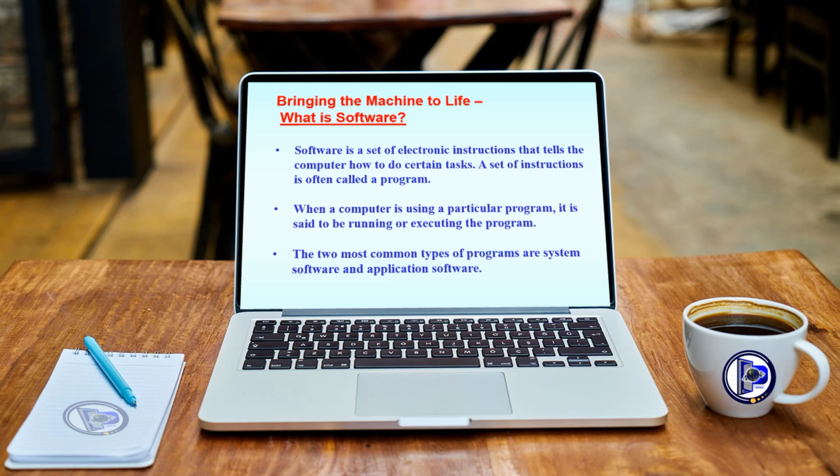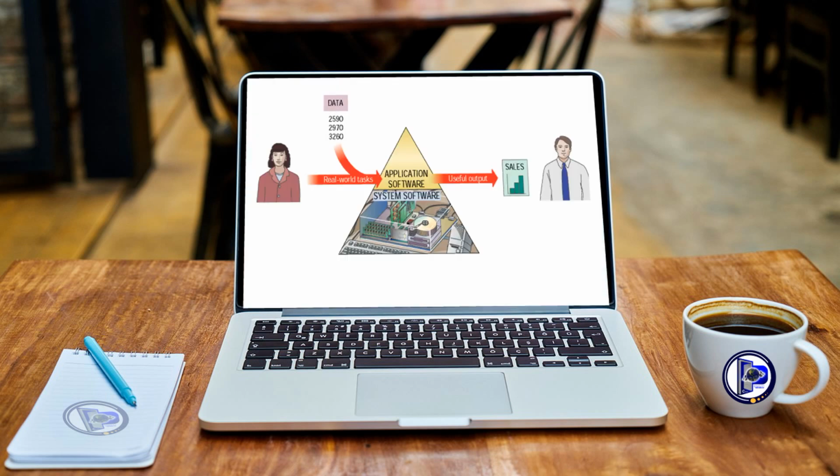The two most common types of programs are system software and application software. This is how the machine communicates together with the application software and system software to perform real-world tasks: data, application software, system software, and then a useful output.